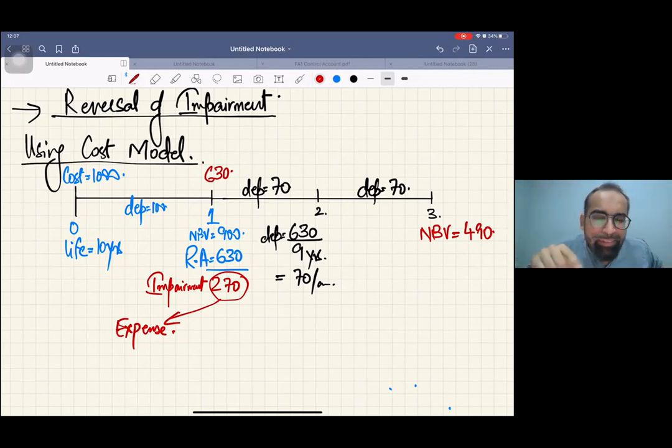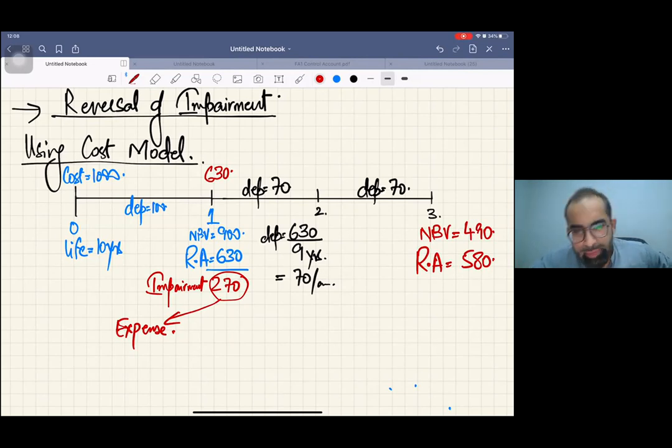Whenever we get an impairment hint, we compute the recoverable amount. And whenever we get the hint of reversal, we also compute the recoverable amount. So now, when I computed the recoverable amount, it came to be 580. So at the end of year 3, we got the hint of reversal of impairment, and we also compute the recoverable amount.